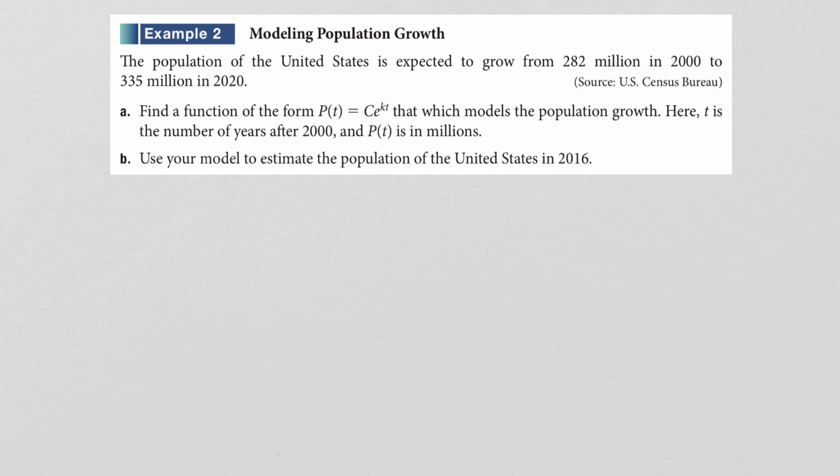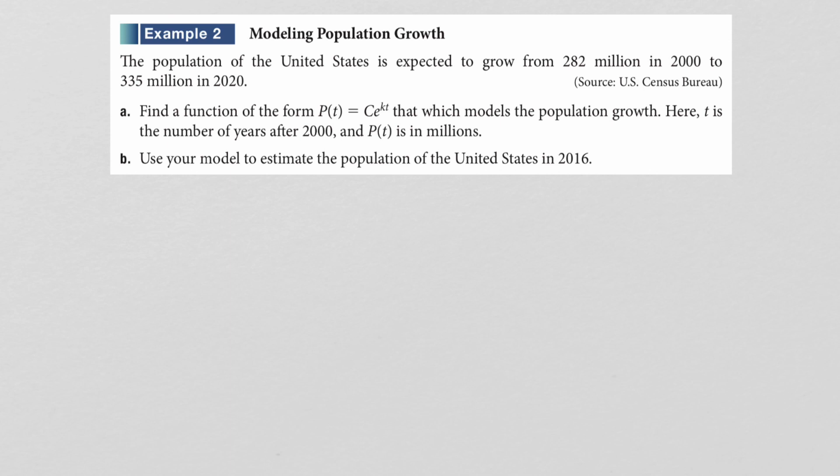Next, let's take a look at modeling population growth. The population of the United States is expected to grow from 282 million in the year 2000 to 335 million in the year 2020. Find a function of the form P of t, P stands for population, equals C times e to the kt, and this should model the population growth. T is the number of years after the year 2000, and P of t is in millions of people.